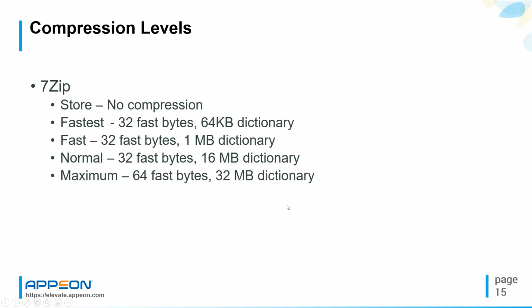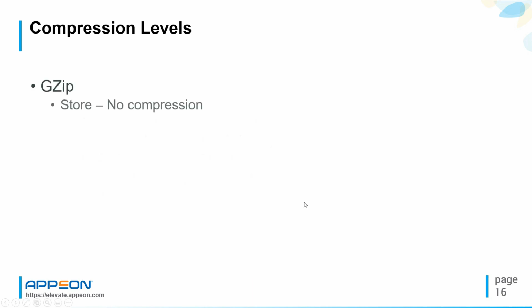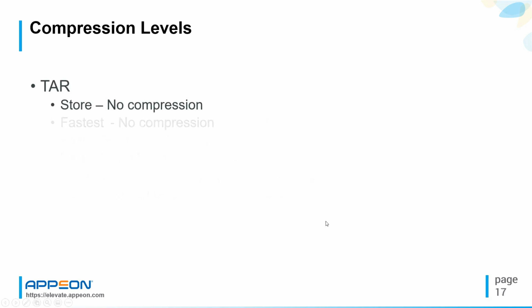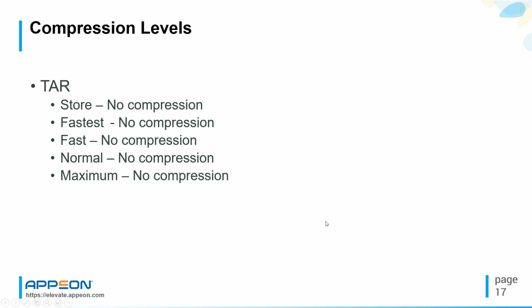7-zip, somewhat similar. They don't really change the number of fast bytes used that much, but what they do is they vary the dictionary that's used for the compression. Gzip, what it does mainly is it increases the size of the dictionary and then increases the number of passes. And tar, as I mentioned, is a storage format. There's no compression, so it doesn't matter what you set the compression level to with tar. All you're going to get back is just a collection of the files without any compression.